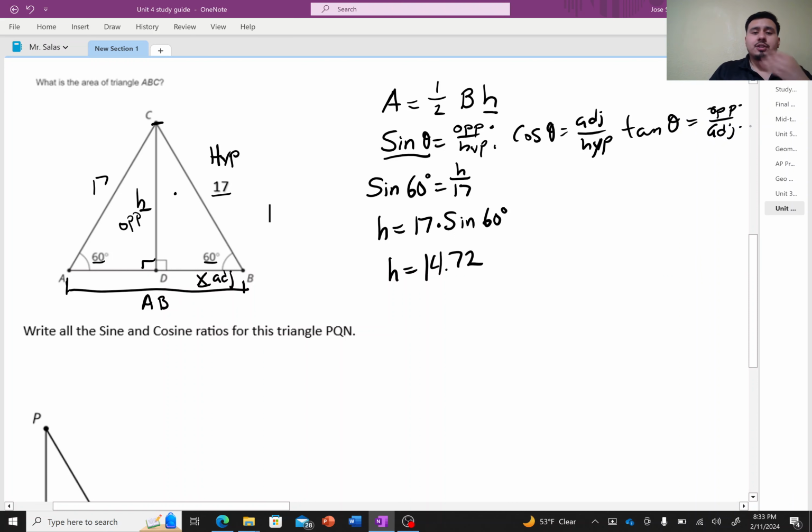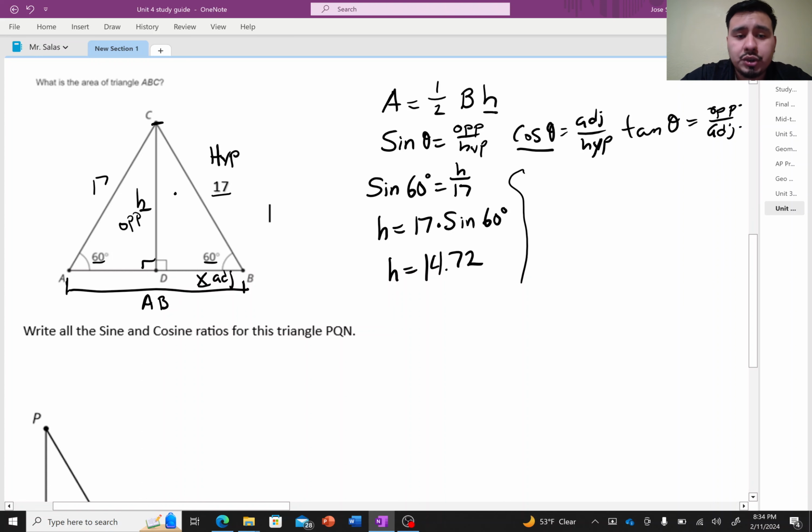Okay, so that's H. Now to find my base, I got to find the value of X first. Since I want to find X, I have to find the adjacent, and I was given the hypotenuse. That means I'm no longer going to be using sine. I'm going to go ahead and use cosine.